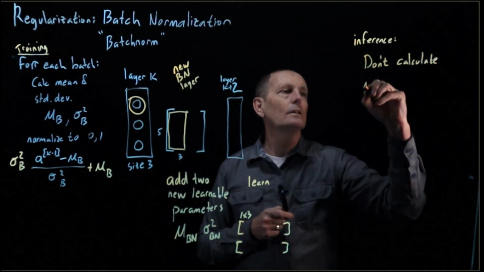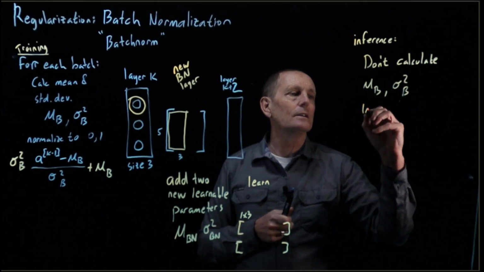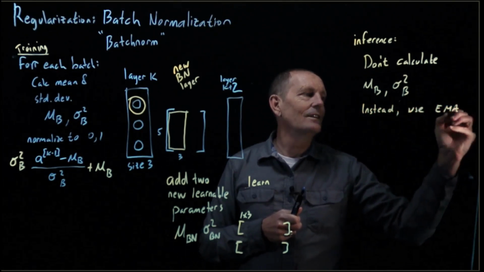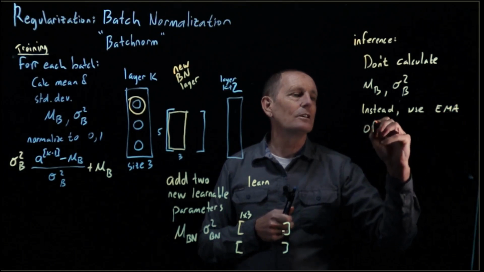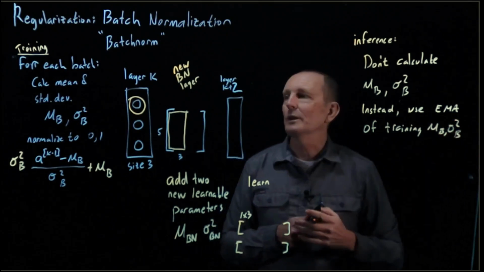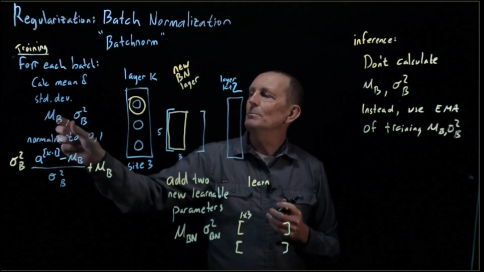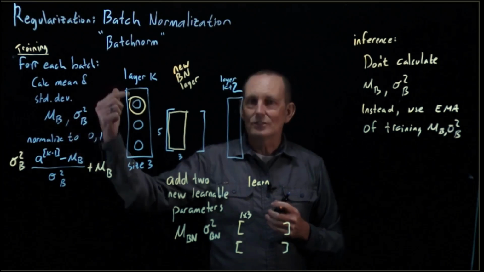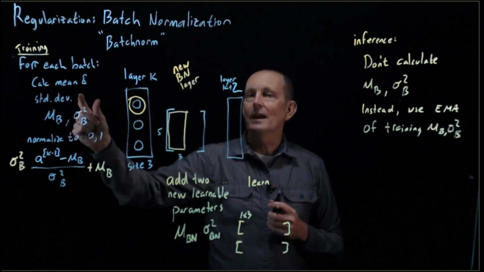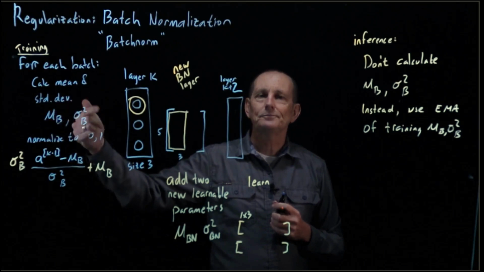So we don't calculate mu sub b or sigma squared of b. Instead, we use an exponential moving average of the training values. So we go ahead, and as we are calculating mu sub b and sigma squared sub b, we store that in this batch norm layer during training. And then we continue maintaining this running average.